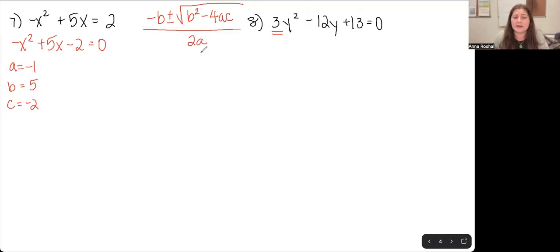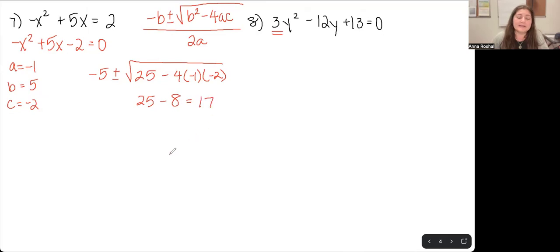Typically, I wait till the very end to do this 2A business, only because I know this is going to be a lot more work than just one quick step. So I'm going to go -5 plus or minus square root. So 5 squared is 25 minus 4 times A times C. And since I have three negatives, I know it's going to be 25 minus 8. And 25 minus 8 is 17.